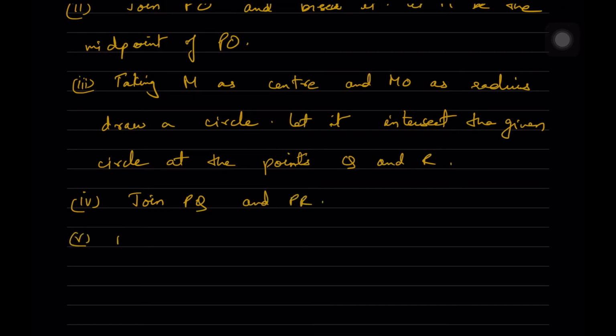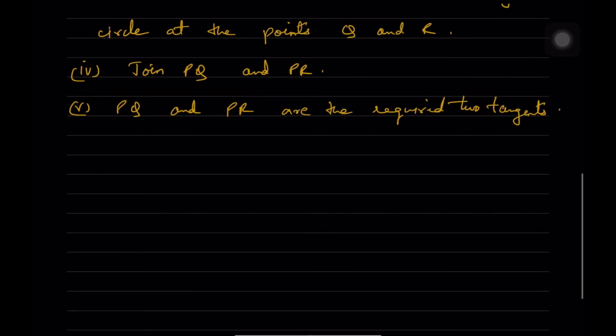The fifth step: PQ and PR are the required two tangents. That is, we measure and find PQ is equal to PR. We know that both of them will be equal because tangents drawn from an external point to a circle are always equal. Now let's see the justification of this.